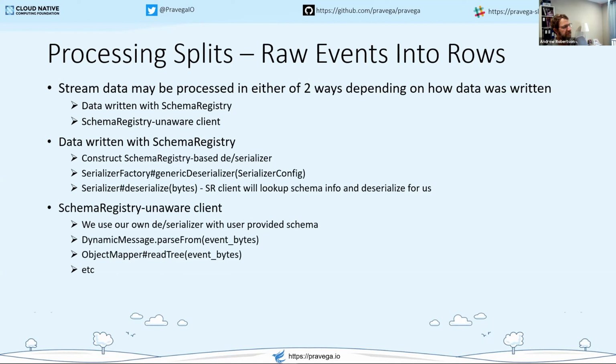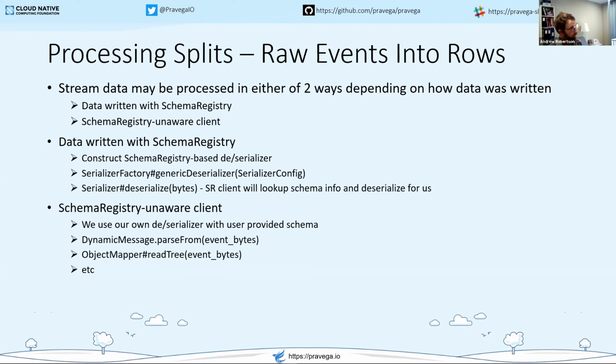So if data was written with the schema registry serializers, we need to create a schema registry based deserializer. The reason for that is when the event data is written to Pravega, there's a little bit of encoding info that is persisted along with the events, written inline to the event. And that lets the schema registry deserializer figure out what the schema is and produce an object back to you, right? If we don't have this, then we're going to have a malformed object because that encoding info doesn't mean anything to us. We don't know how to interpret that.